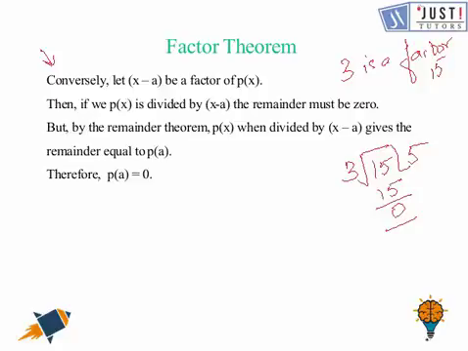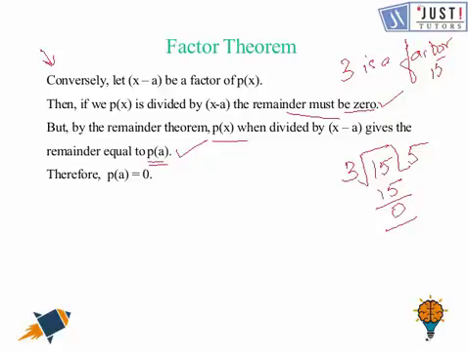Similarly, if x minus a is a factor of p(x), the remainder must be 0. But by the remainder theorem, p(x) when divided by x minus a gives the remainder equal to p(a). As we have already learned, the remainder theorem says that if p(x) is divided by x minus a, it gives us a remainder p(a). But by these two statements, we can say that p(a) equals 0, because x minus a is a factor of p(x).